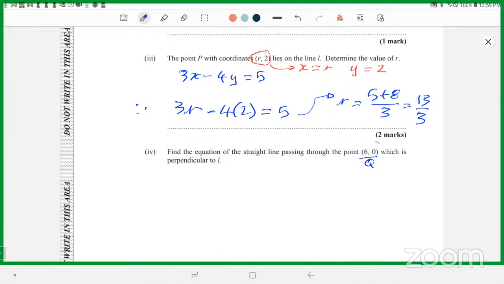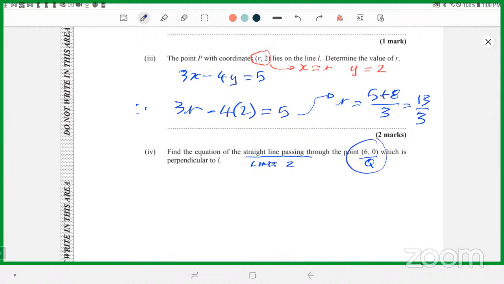And I want the line which passes through this point, which is perpendicular to L. All right, so that second line, let's call it line 2, so we can reference line 2. Now, because line 2 is perpendicular to the first line, it means that its gradient is a negative reciprocal of line L's. To find the equation of any line, you need to know 2 things about it. You need to know the gradient and a point.